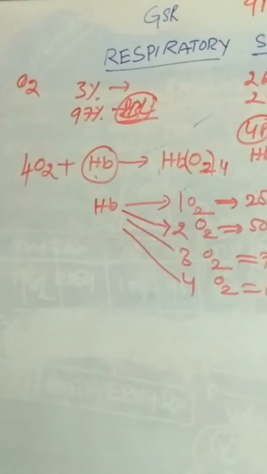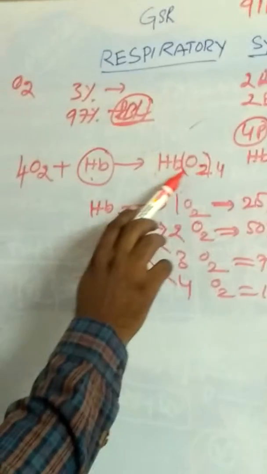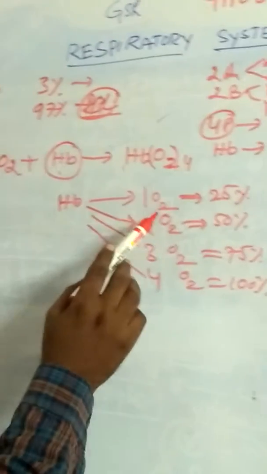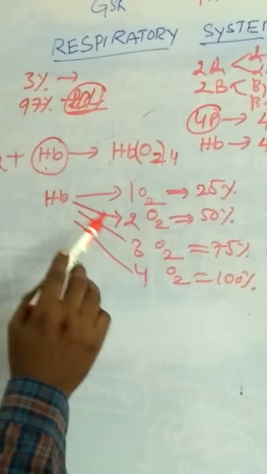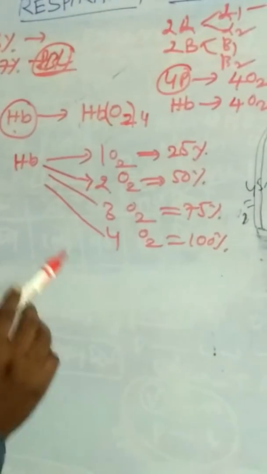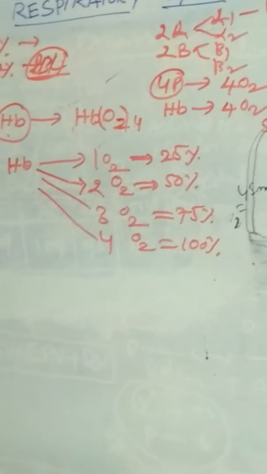Each hemoglobin carries four oxygen molecules. 4 O2 plus Hb gives rise to Hb(O2)4. If one hemoglobin carries one oxygen, 25% saturation, two oxygens, 50%, three oxygens, 75%, four oxygen molecules, 100% saturation.